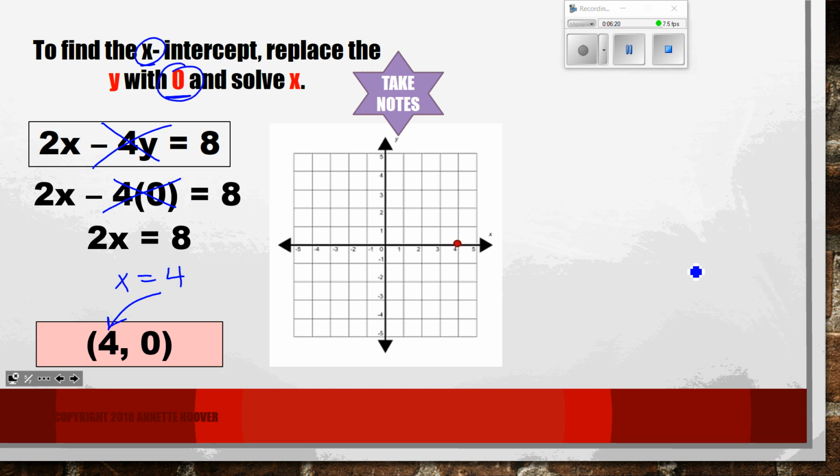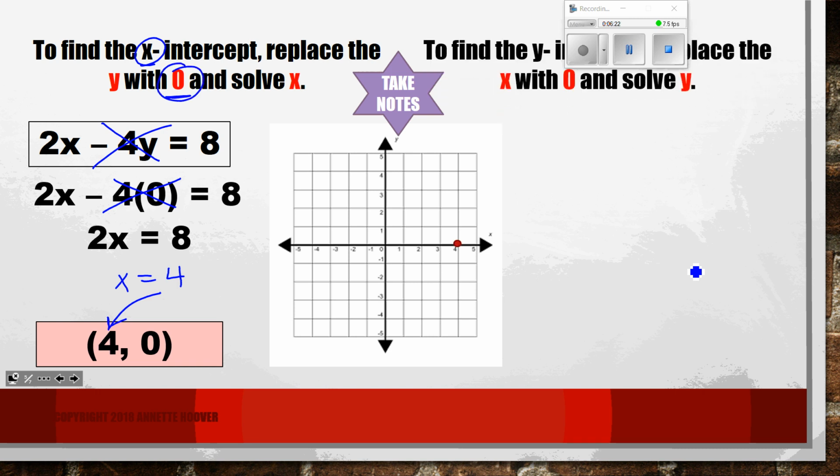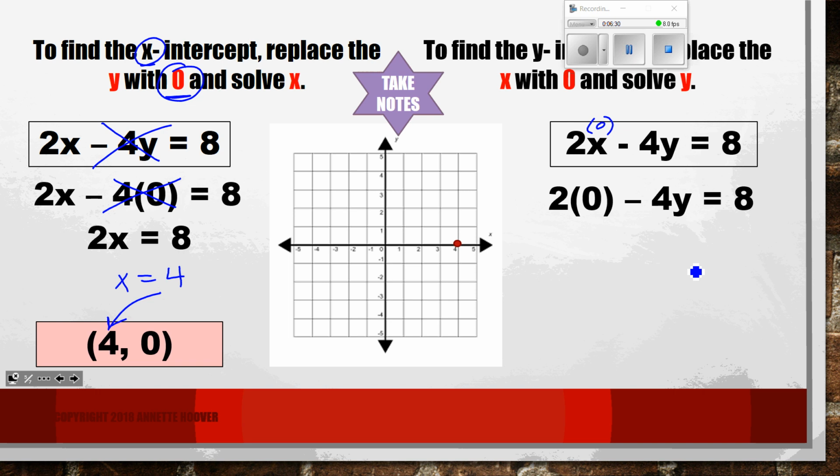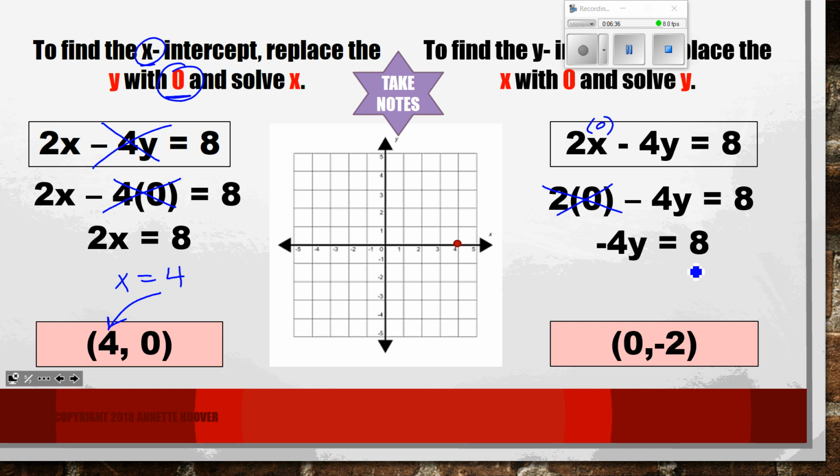To do the other intercept, we're going to fill in 0 for x. If you fill in 0 for x, of course, that part of the equation basically goes away. You're left with negative 4y equals 8. y equals negative 2. And of course, x was 0. So now you have two ordered pairs, and you're able to graph those two ordered pairs and create a line.